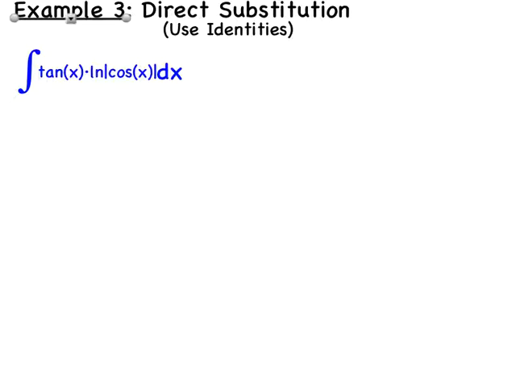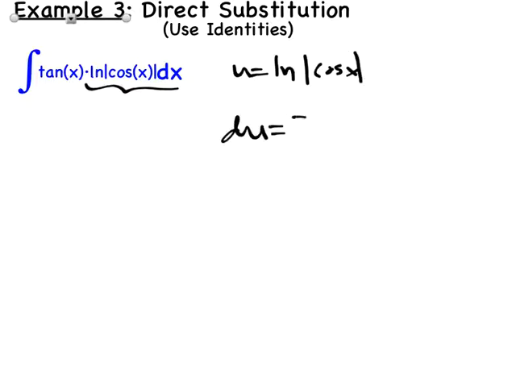So in this next example, what do you think we're going to choose for our u? If you said the natural log, that's a good choice. It's a good place to start. So we're going to let that be our u. And again, we're going to need to use that derivative of log rule. So if u is equal to ln of cosine of x, then du is going to be the derivative of cosine, which is negative sine of x, over the function that's in the log, dx.